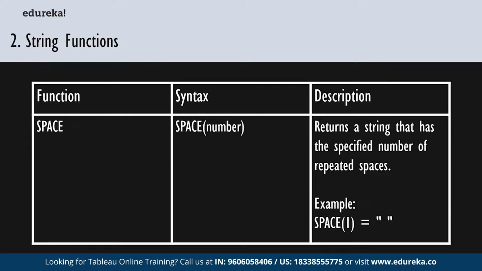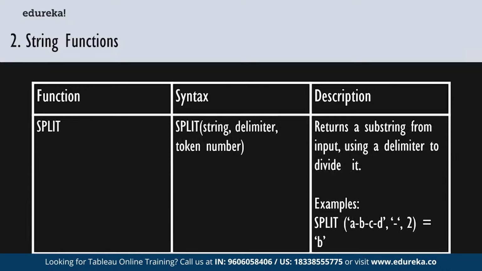Next, you have space, which basically returns a string that is composed of the specified number of repeated spaces. So space 1 is going to give you 1 space, 2 is going to give you 2 spaces, so on and so forth. Then we have split.